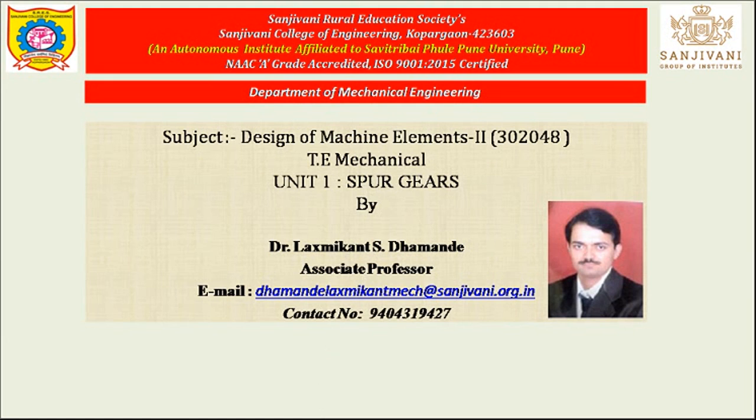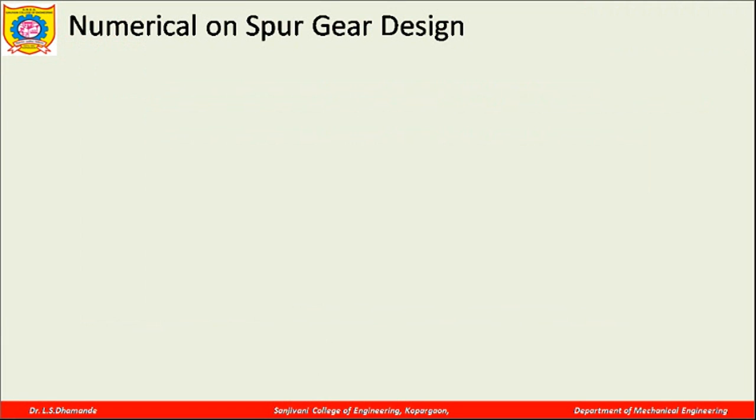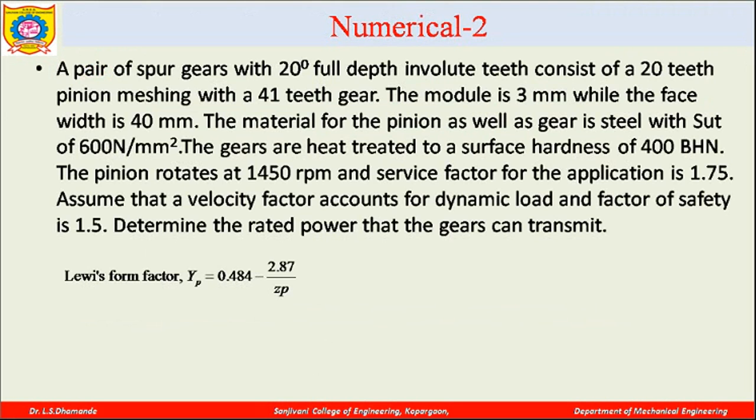So in the last class we have seen one numerical. Now we will see one more numerical here, how we can solve this on the spur gear design. So let us see the given data for this problem. This is a spur gear with 20-degree full depth involute teeth. It consists of a 20 teeth pinion which is meshing with a gear having 41 teeth.